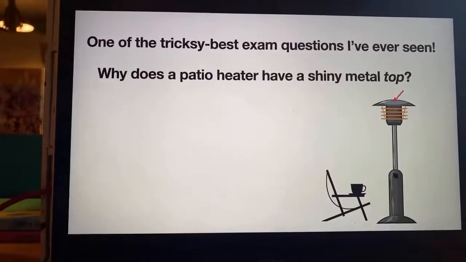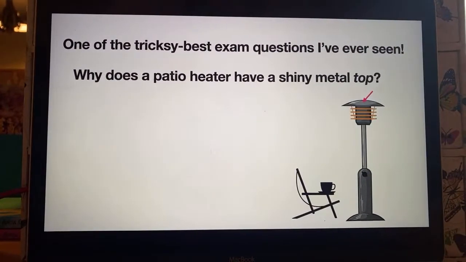Right, I tell you what, I was going to talk about the Leslie cube, but I think we'll talk about the Leslie cube just at the very end. I want to give you, to finish off, one of the tricksy best exam questions I have ever seen. This is one of my all-time favourites. As a teacher, marking people's answers, I was not a fan of it, but it is brilliant. It's one of the hardest, trickiest questions I've ever seen at GCSE, and it has to do with radiation. What do you make of this?